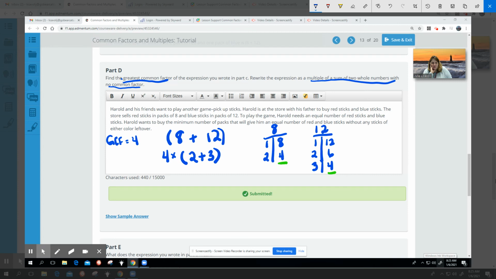And so this would be the expression as a multiple of a sum of two whole numbers without a common factor. So 2 and 3 don't have any common factor, and we've factored out that 4 so that we have this basically simplified.